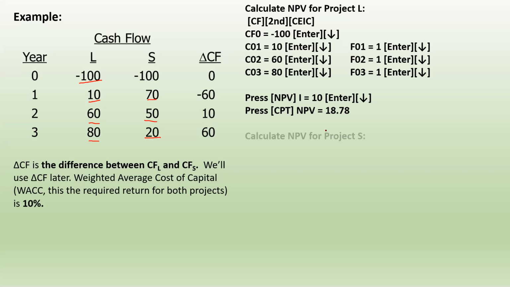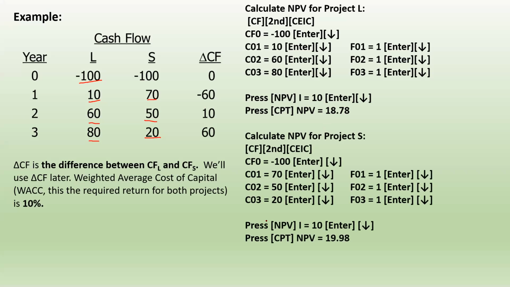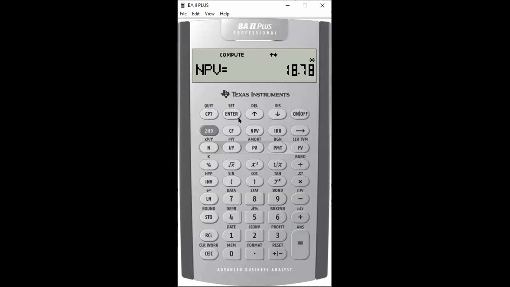It's 18.78. Now the NPV of project S. I go back to cash flow and press second and CLR WORK, to clear all the previous work. So CF0, the initial investment for project S, is -100. CF1 is 70. CF2 is 50. CF3 is 20. Enter, and press NPV. The interest rate is 10 again. And the NPV for project S is 19.98.